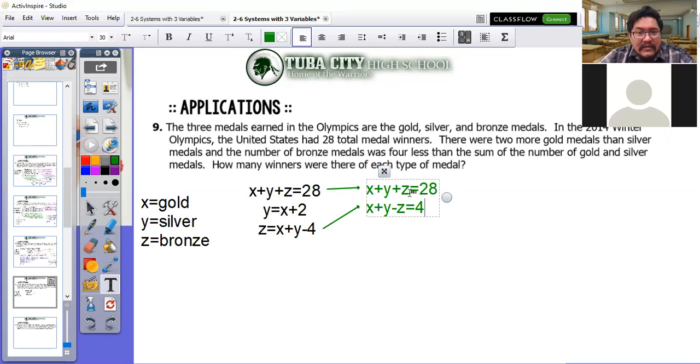And again, this is a good thing because it looks like we are going to cancel z. Okay, hold on. Let me think about this. If we cancel z, if I cancel z, we get x and y. xy equals 32. Is that going to help us out? xy equals 32.